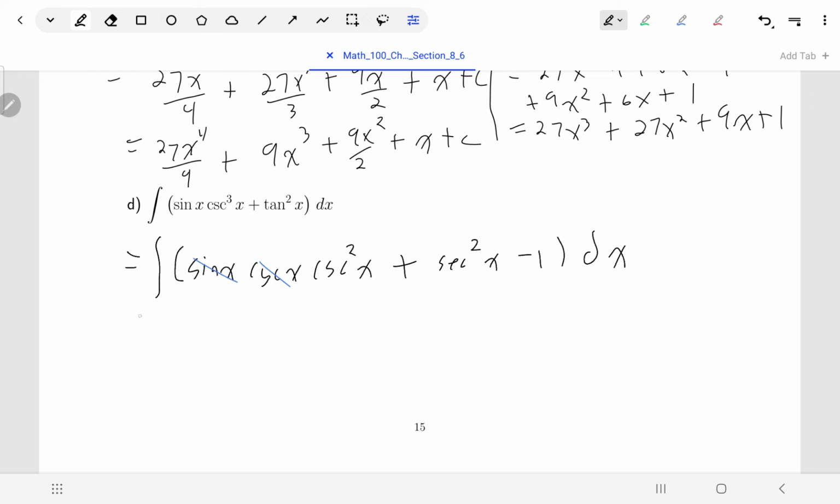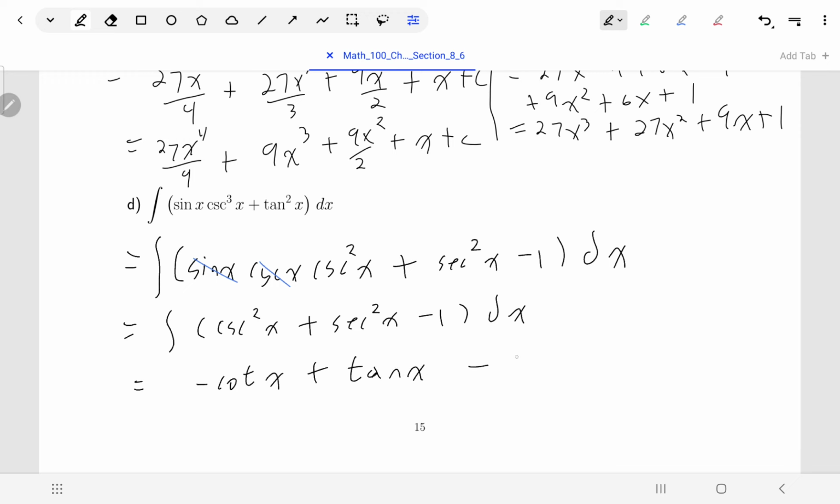So really, my indefinite integral that I was given simplifies to give me just the antiderivative of cosecant squared plus secant squared minus 1. And that's easy enough to do. We know that an antiderivative for cosecant squared is negative cotangent. For secant squared, it's tangent. And for 1, it's just x. And then, of course, plus our constant c.